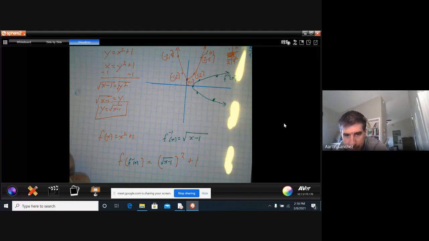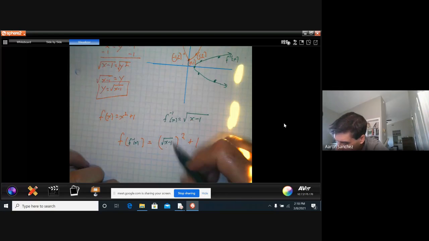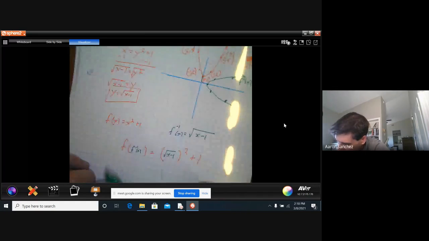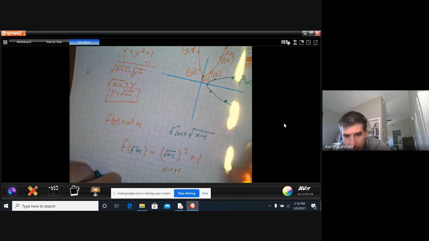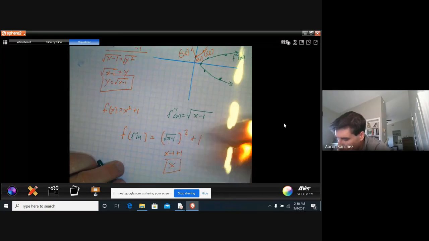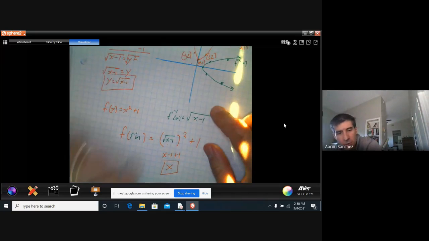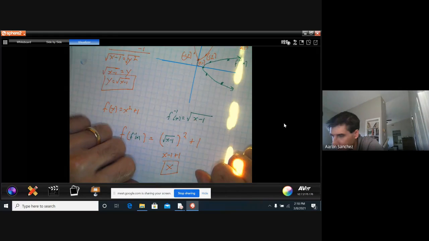What happens? Well, first the square and the square root cancel out. So you're left with x minus 1 plus 1. What is minus 1 plus 1? You just have x. If you only have x left over, then you know they are inverses. You plug them into each other and you have x left over. They are inverses.